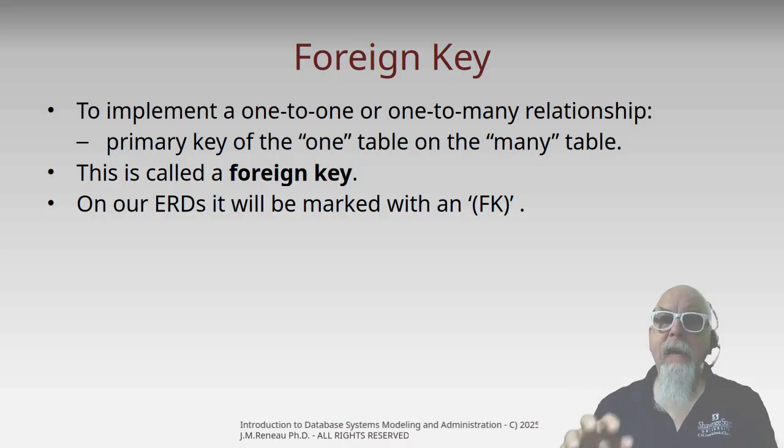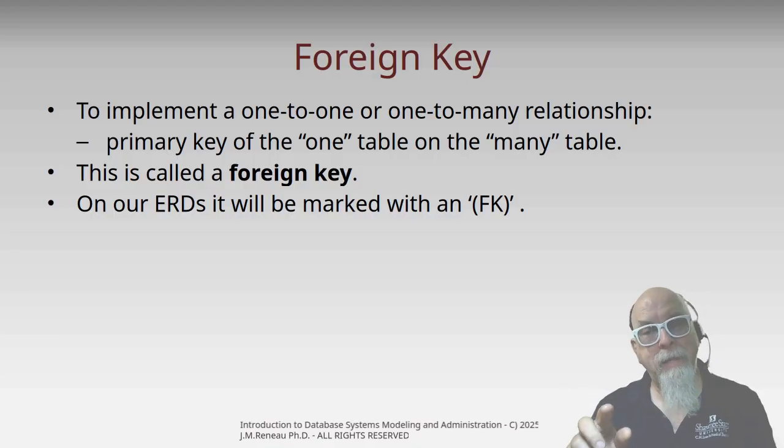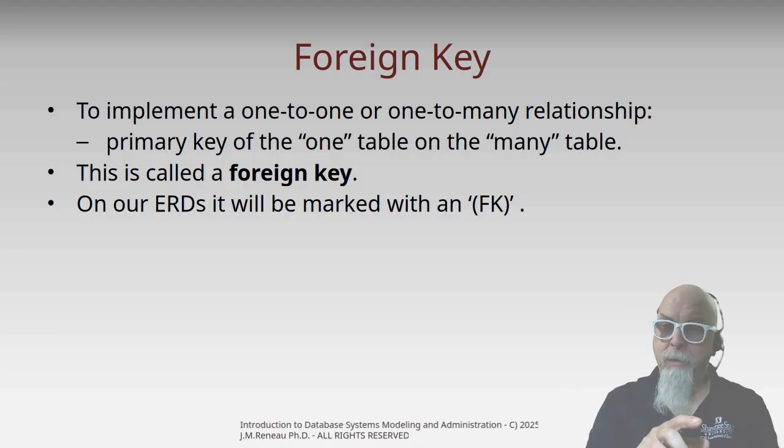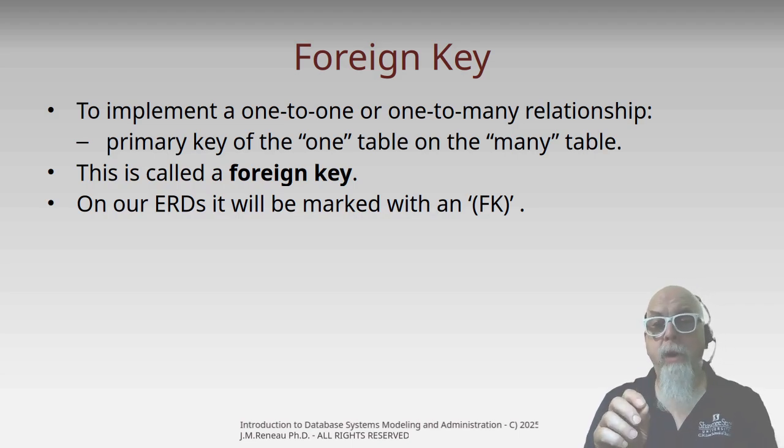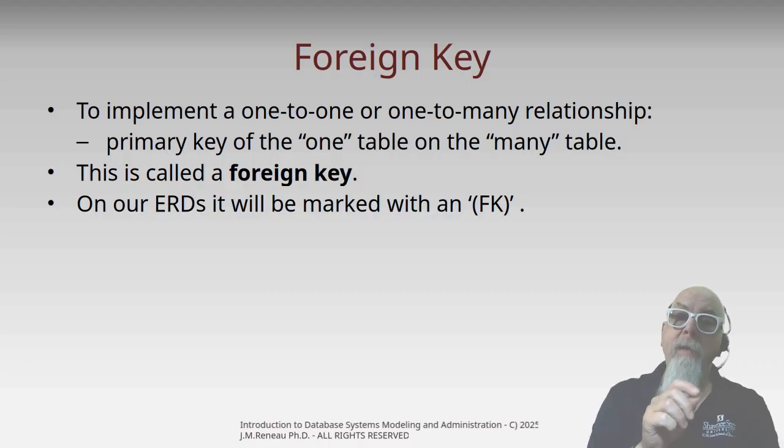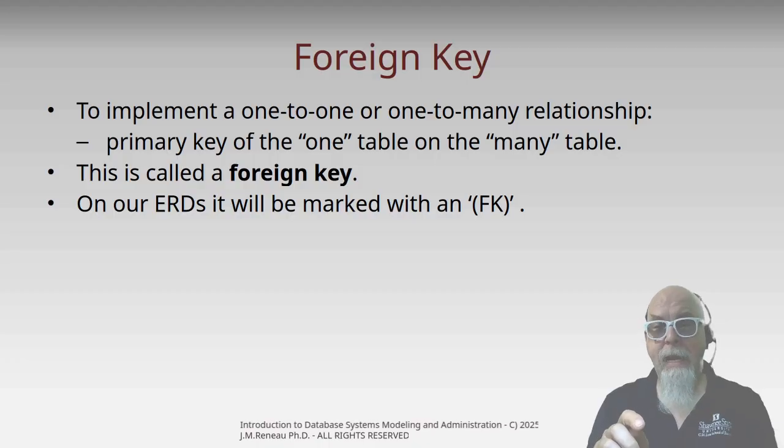To actually implement these one to one relationships and one to many relationships, and to implement the many to many relationships, we're going to have to do some fancy stuff, and we'll talk about that. But to implement a one to one relationship or a one to many relationship, we take the primary key of the one table and add it to the many table.